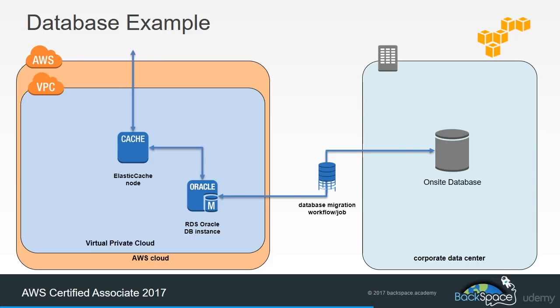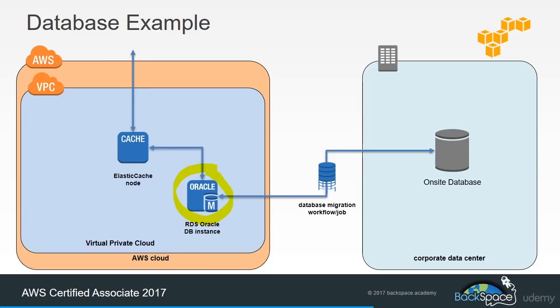Okay, so let's have a look at how we would use these database services in an example. Over on the right hand side, we've got our corporate data center in blue with an on-site database. On the left hand side, we've got the AWS cloud in orange. Inside the AWS cloud, we've got a VPC, and again, that VPC is our own private space within the AWS cloud. Now, if we wanted to migrate our database from our corporate data center to Amazon RDS, then the first thing we would do is launch an RDS instance inside of our VPC. And so here we can see we've got an RDS Oracle instance.